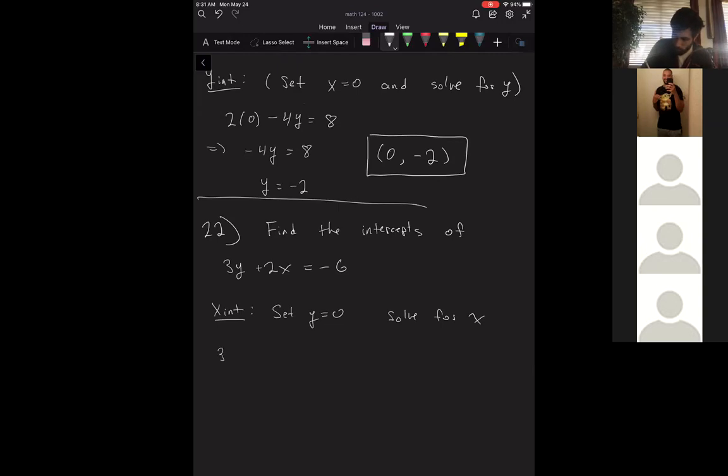We're going to get 3 times 0 plus 2 times x is equal to minus 6. So we're going to have 2x is equal to minus 6. And then x is going to be equal to minus 3 when we divide the 2 over. So then our x-intercept is going to be the point minus 3 comma 0.